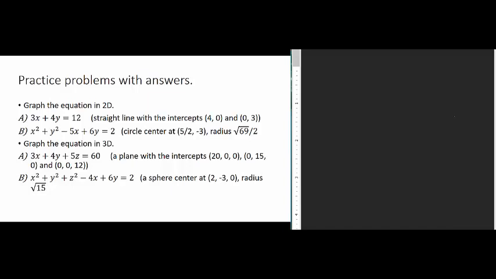You can easily verify with the coordinate intercepts, from the x-axis, y-axis and z-axis, and then you can make the plane. Next you have x squared plus y squared plus z squared minus 4x plus 6y equals 2. So this is the equation of a sphere. You can complete the square and see that the center will be at (2, -3, 0), and then the radius will be square root of 15.